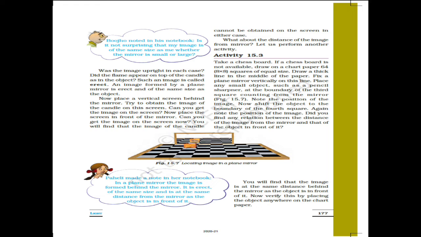An image formed by a plane mirror is erect and of the same size as the object. This line you have to underline in your textbook. It is said that when an image is formed by a plane mirror, it is always erect and it is the same size as the object is. This thing you have to remember.